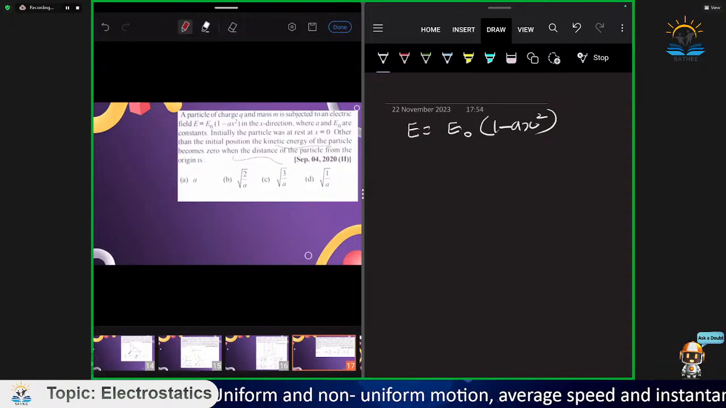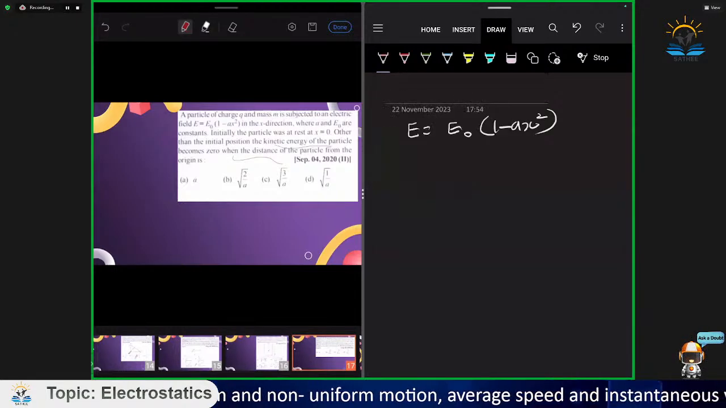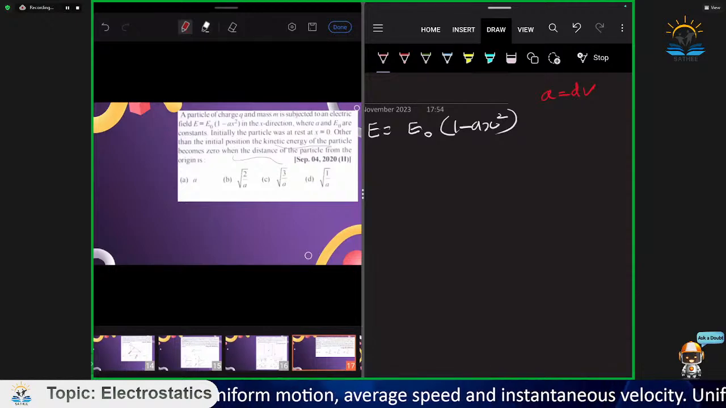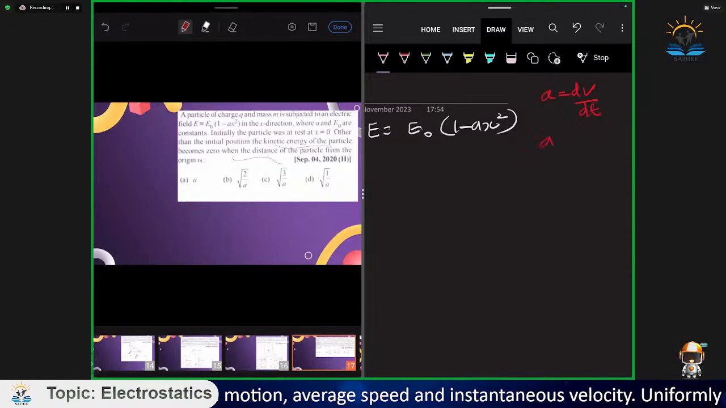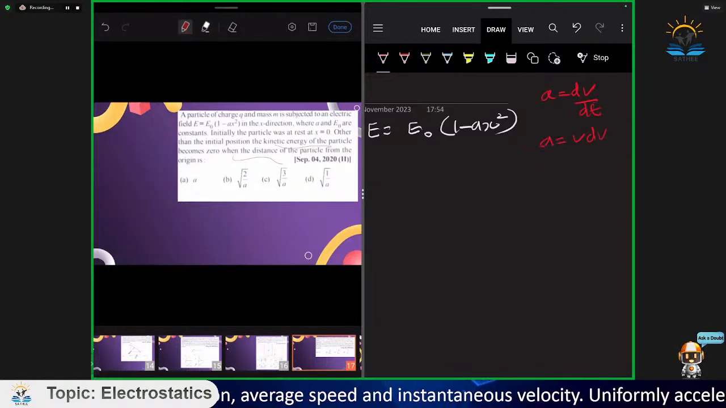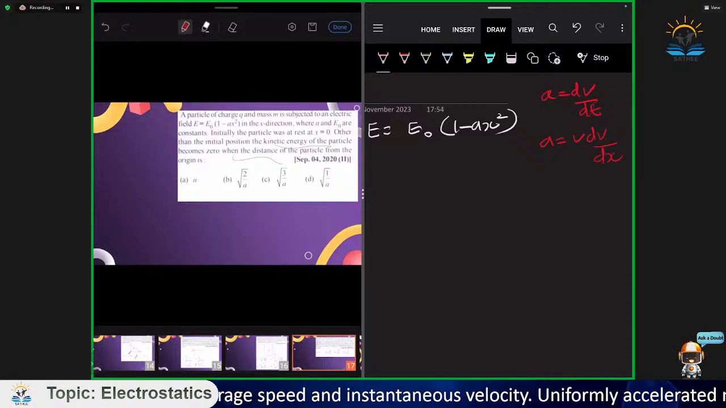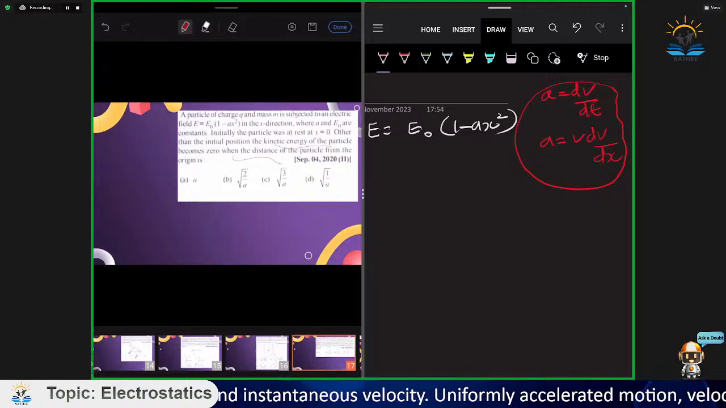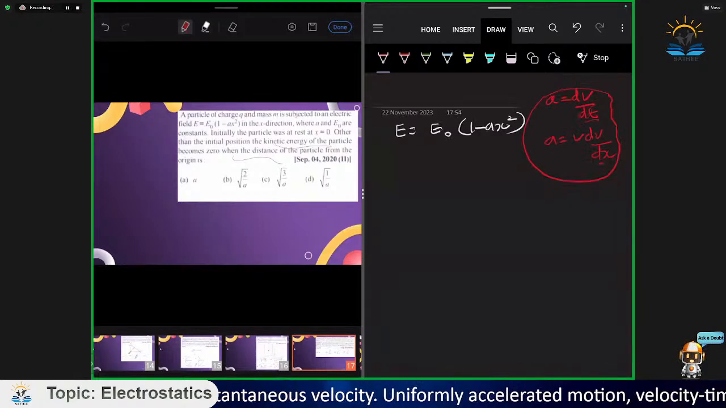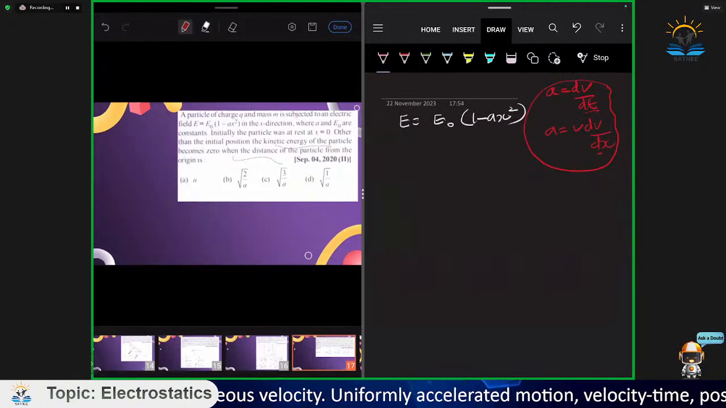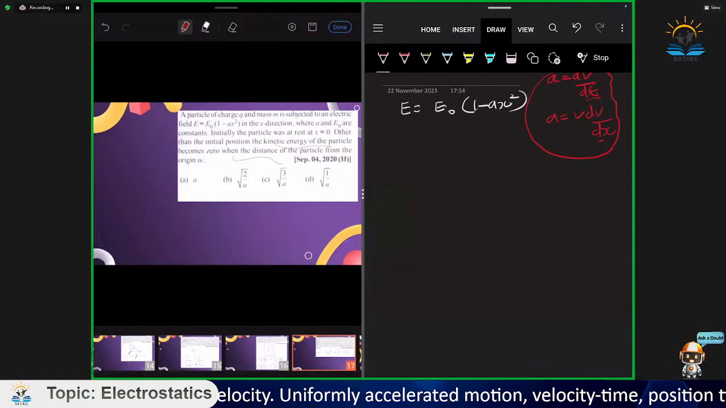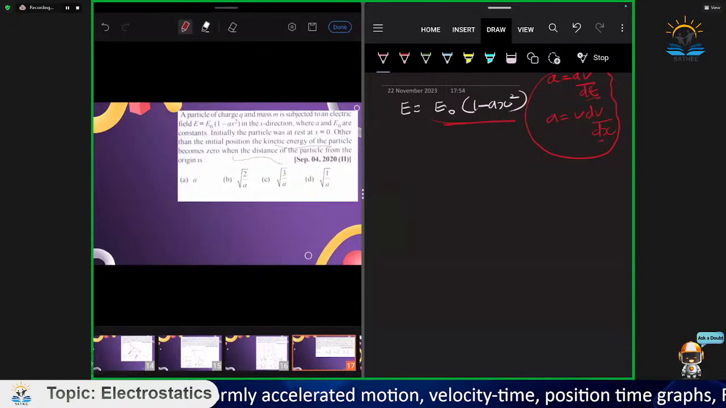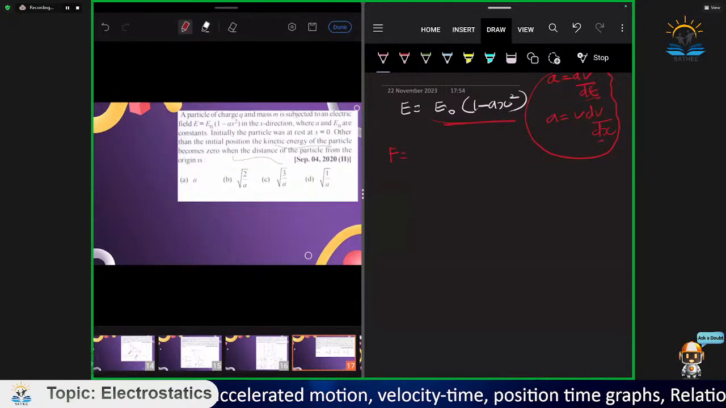So we know that for acceleration, we know two equations. What are they? a is equal to dv by dt, and a is equal to v dv by dx. So a is equal to dv by dt in terms of t, and a is equal to v dv by dx in terms of x. So here we have to find out distance. Okay. So because of this electric field, F will be E0.